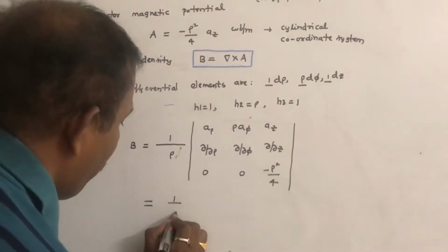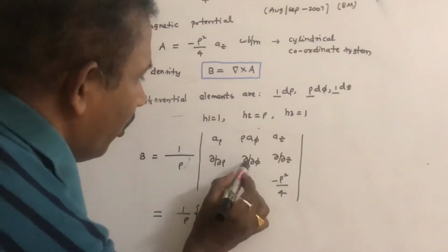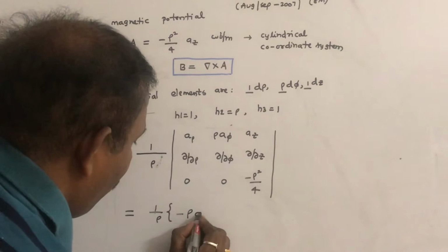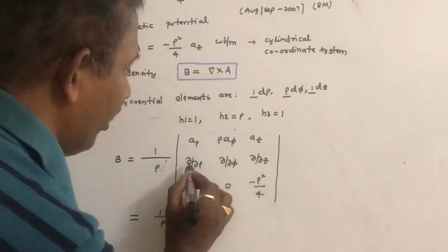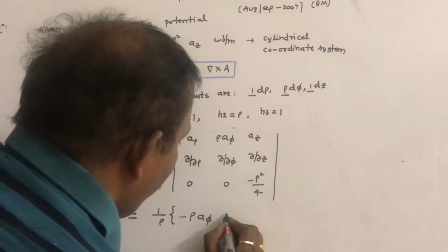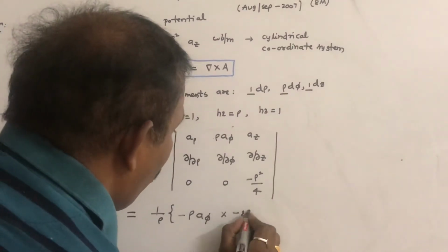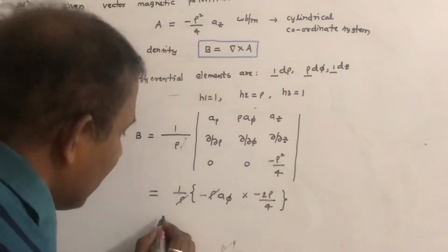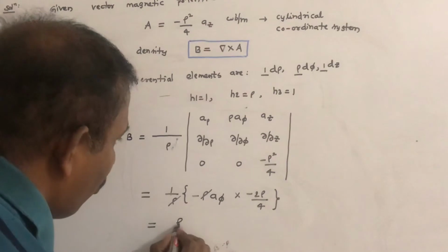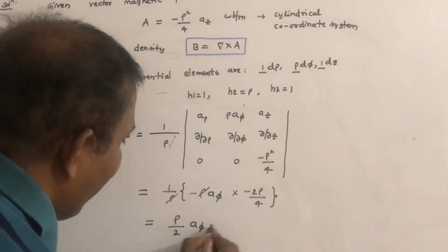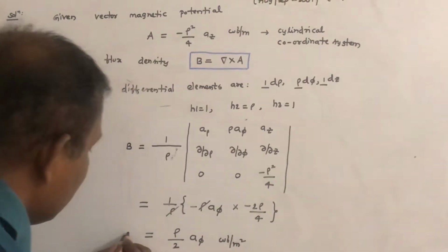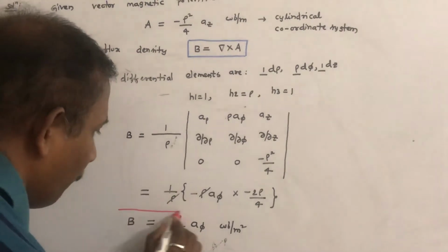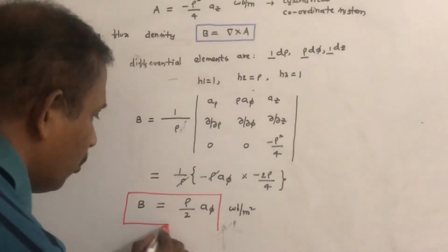So 1 by rho into a rho into dou by dou phi of 0, dou by dou z of 0, minus rho a phi into dou by dou rho of minus rho square by 4, which is minus 2 rho by 4. You can cancel out rho and rho, minus into minus plus. So it comes out as rho by 2 into a phi Weber per meter square. This is the magnetic flux density, the magnetic flux passing through unit area.